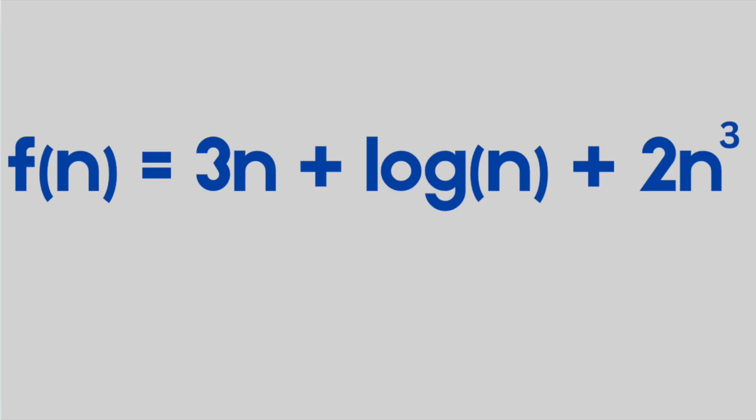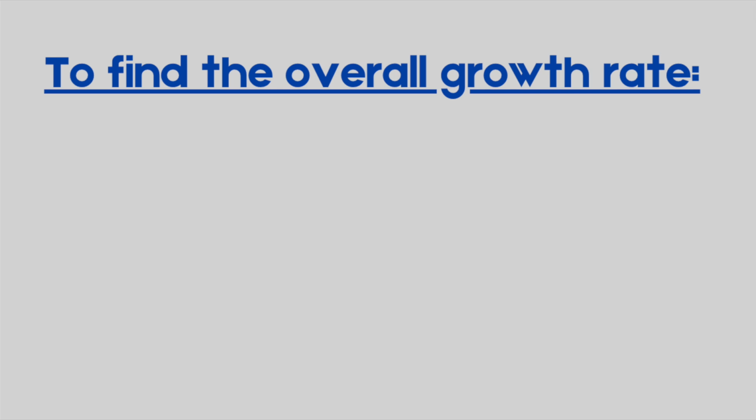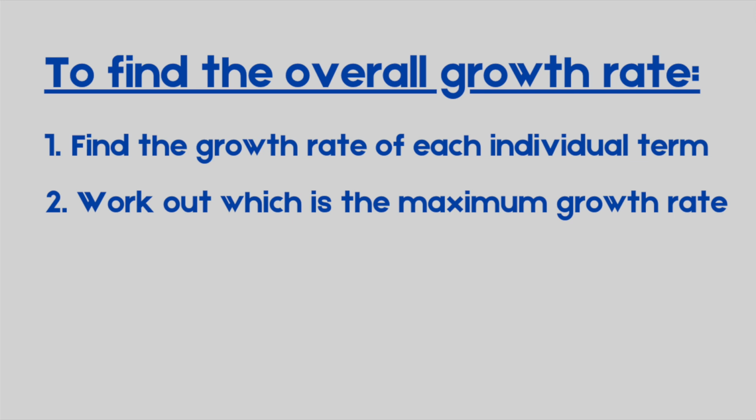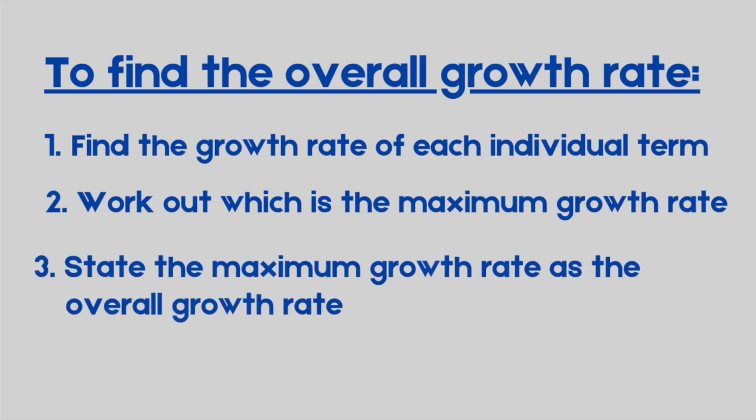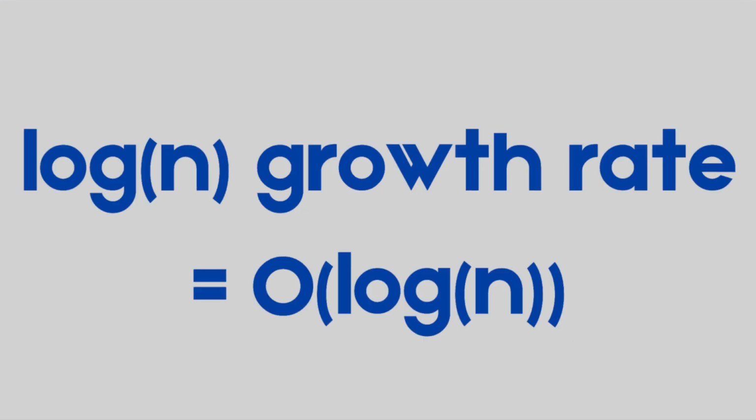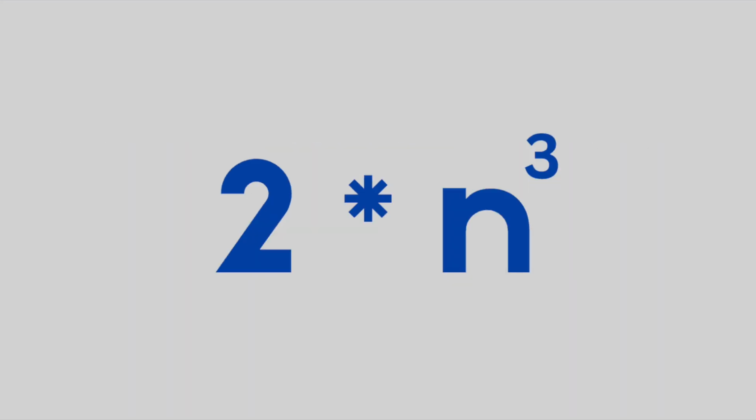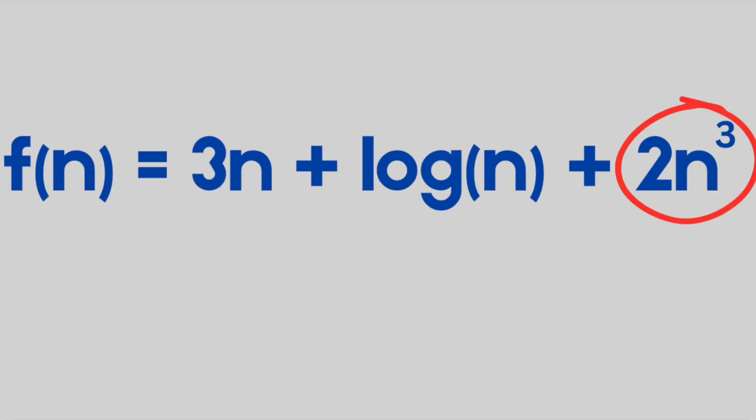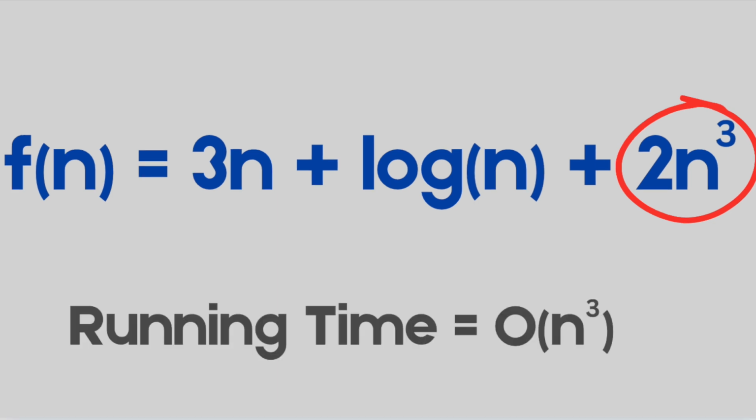Firstly, we notice that there are three terms being added together. So in order to find the overall running time, we can find the growth rate of each individual term. The maximum growth rate from the individual terms will be the function's overall growth rate. For 3n, we know 3 has constant growth rate and n has a linear growth rate. So these multiply together to give us O(n). Log n has a growth rate of O(log n), and 2n^3 has a growth rate of O(n^3). Out of these, O(n^3) has the fastest growth rate, and so we can say that the rate of growth for the entire function is O(n^3).